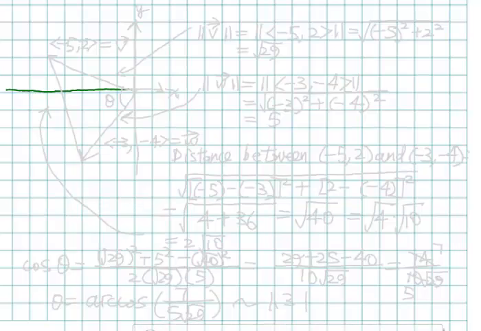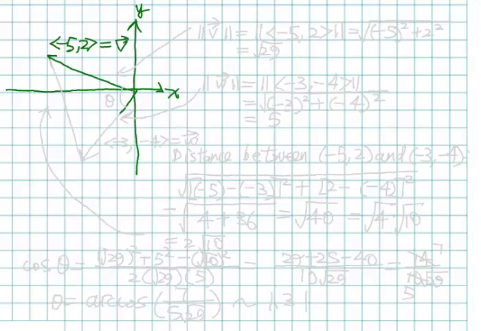We will solve the same problem using another technique. We just sketch the two vectors, vector v, (-5, 2), with the initial point at the origin, and vector w, (-3, -4), also with the initial point at the origin. And we want to find theta that's between 0 and pi, including endpoints.